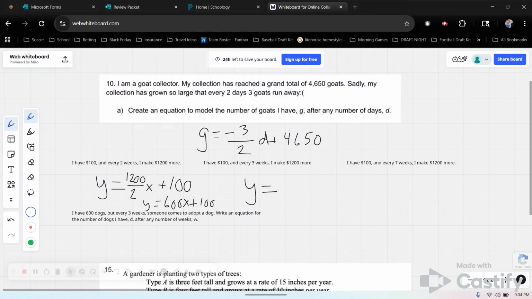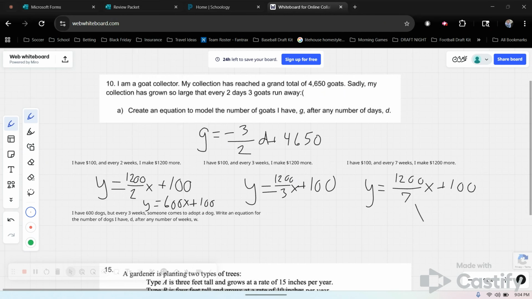Okay, so for the next one, I have $100 and I make 1,200 every 3 days. If you simplified that to 400x plus 100, that's amazing, but I just want to show that $1,200 every 3 weeks is splitting that $1,200 into 3 weeks instead of 1 week. So that even when it's over 7 weeks, cutting it into these 7 pieces can still work, and we can still build the equation like this.